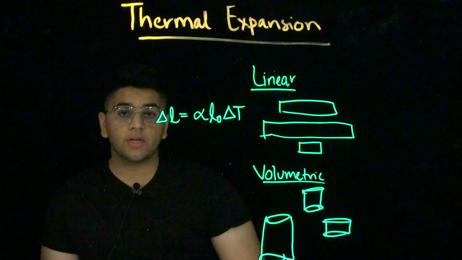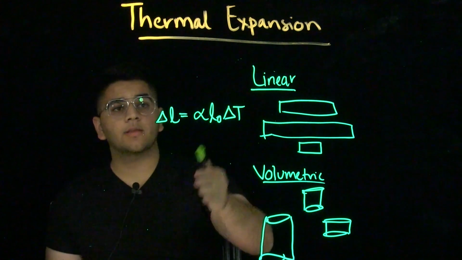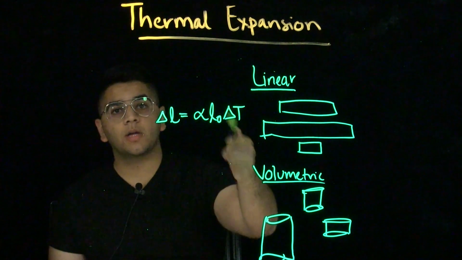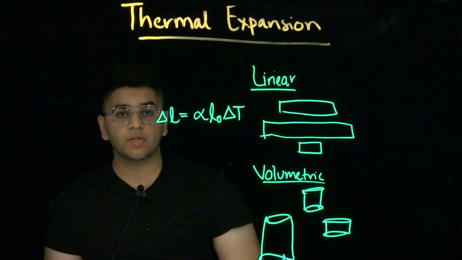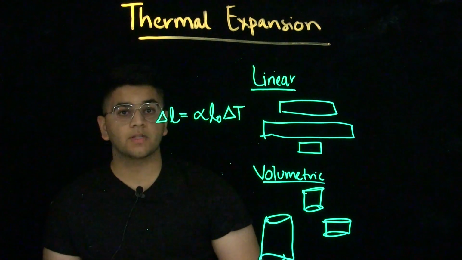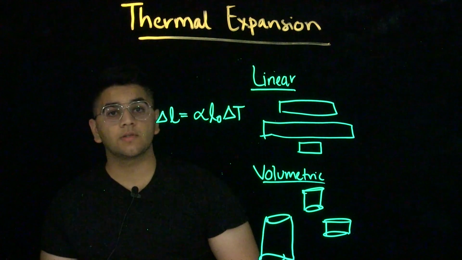We can calculate the change in length due to linear expansion using this equation. The change in length is the product of alpha times the initial length of the object times the change in temperature. Alpha is a constant. It is called the coefficient of linear expansion. This is specific to the material that you're using. For example, steel versus iron versus concrete. They all have different coefficients of expansion.